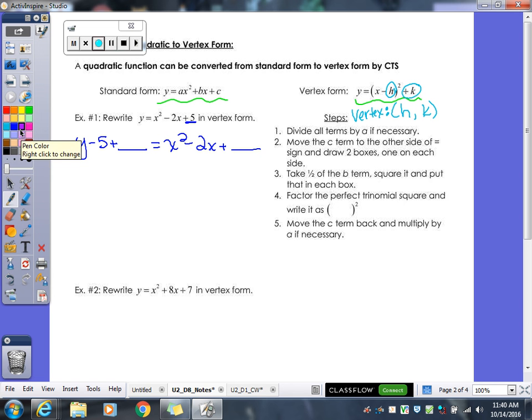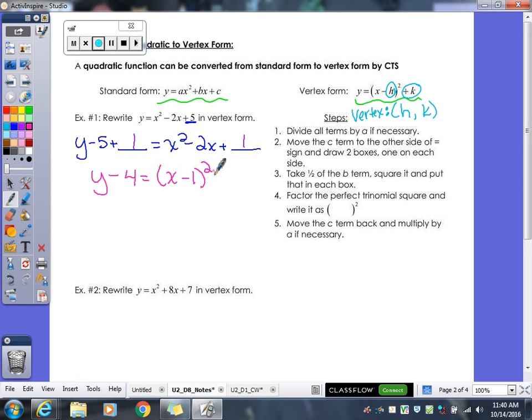What number are we going to put on the space? 1. Follow the same rules. Take 2, divided by 2, we get 1. 1 squared is 1. So I'm cleaning it up. Negative 5 plus 1 gives me a negative 4, so I now have y minus 4 over there on the left side. Factor it on the right side. What do we get?